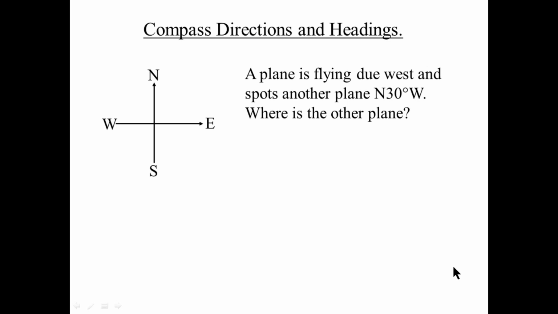And now, compass directions. That's a compass rose: north, east, south, and west. So where is this other plane? If we are at this compass rose and there's another plane out there, north 30 degrees west, where will we sight it? That means go north and bend 30 degrees to the west. That's what north 30 degrees west means.